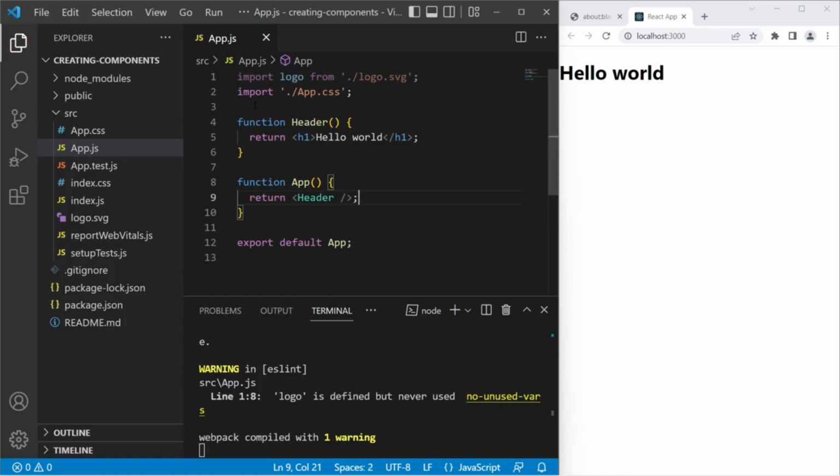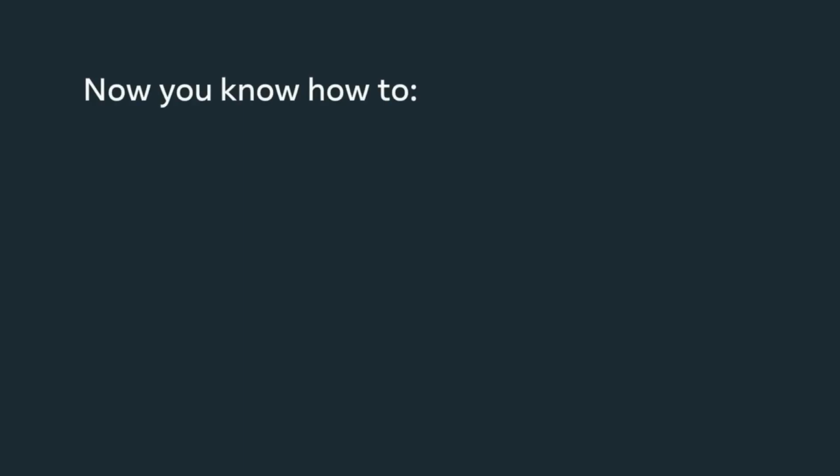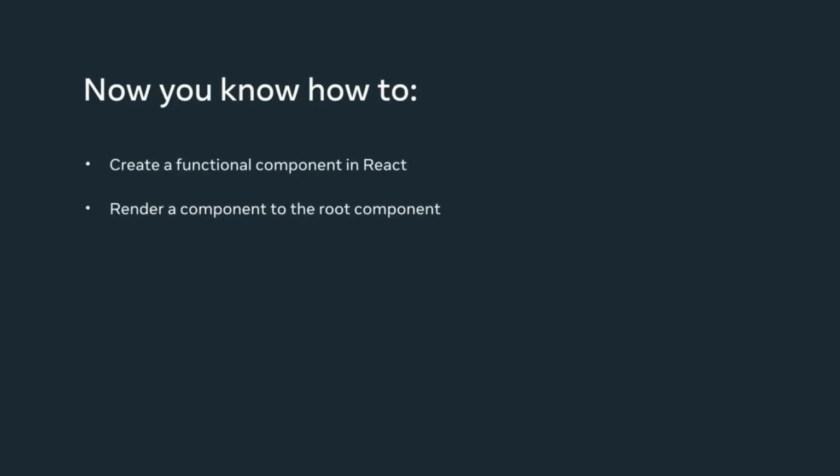At the moment, the header component code exists in the same file as the app component. To make the header component isolated and reusable, I need to place it in its own file. Then I can reuse it multiple times in the application anytime I want to display a heading element with some text. And you'll learn how to do this very soon. In this video, you learn how to create a functional component in React and render it to the root component named app.js.